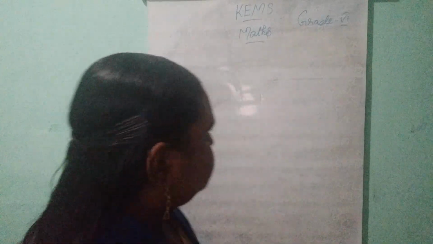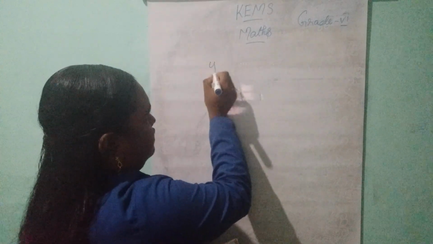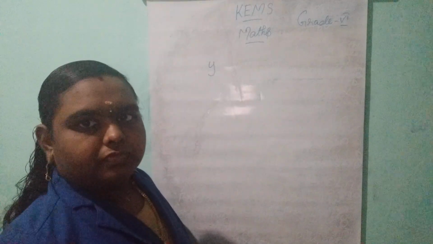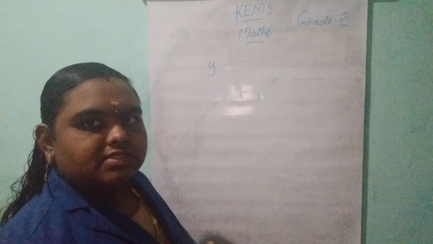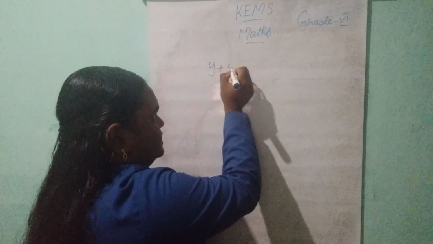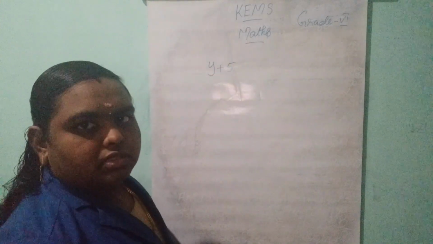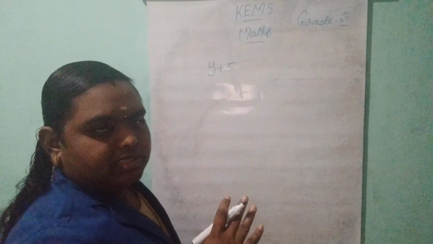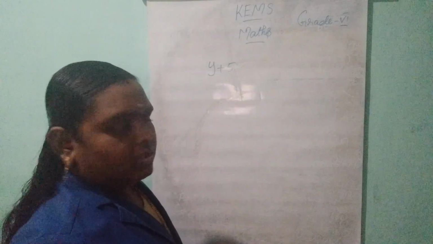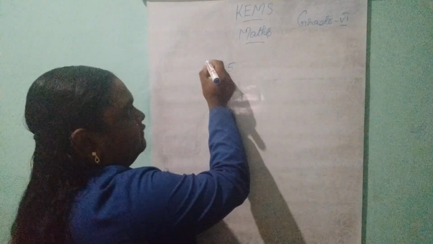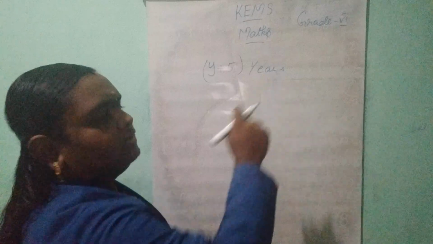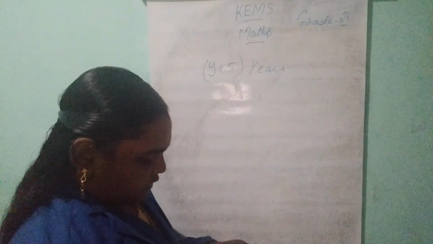Now the present age of Sarida is Y. After 5 years, so plus 5. She is Y years now, so after 5 years, her age will be Y plus 5 years.